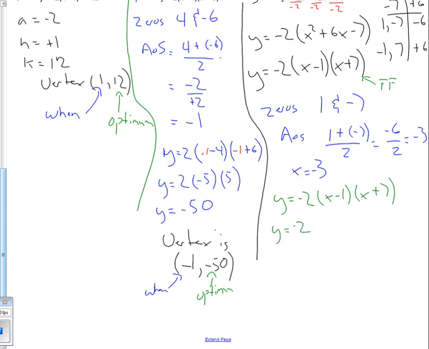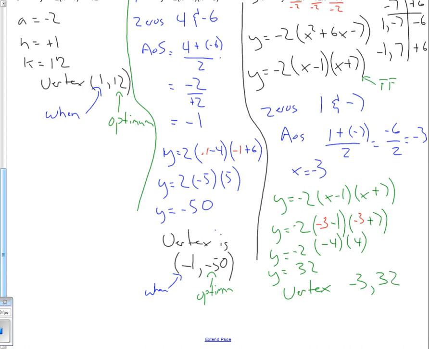So I'm going to substitute in my value for x. So it's going to be y is equal to negative 2 times (negative 3 minus 1) times (negative 3 plus 7). So y is going to equal negative 2 times negative 4 times positive 4. So y is going to equal positive 32. So my vertex is going to be at negative 3 and positive 32. Okay, and again, the negative 3 is when it happens, and the 32 is the optimum value at that particular point.